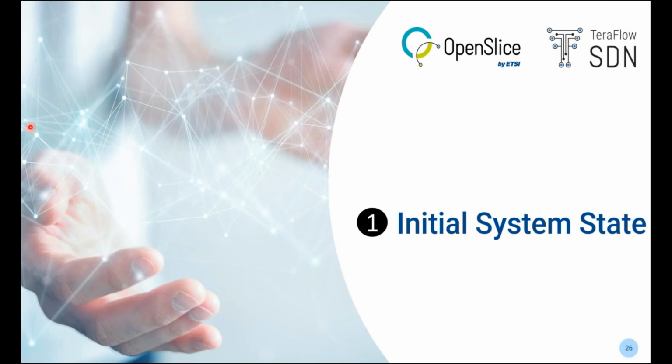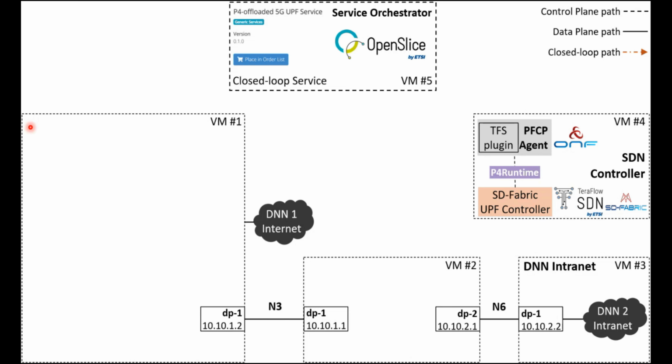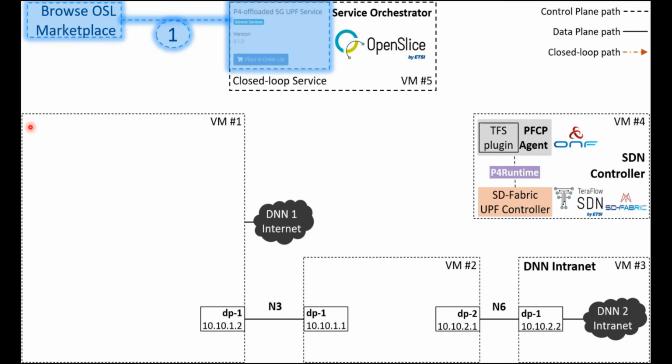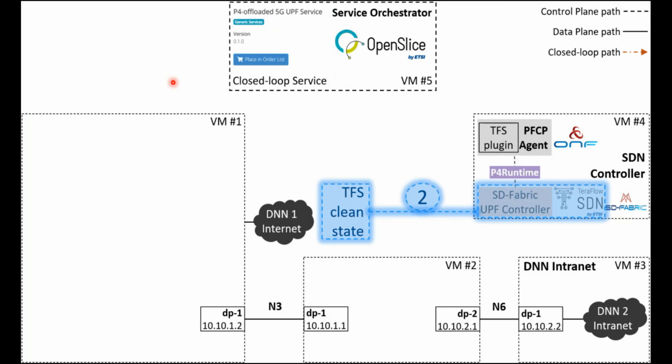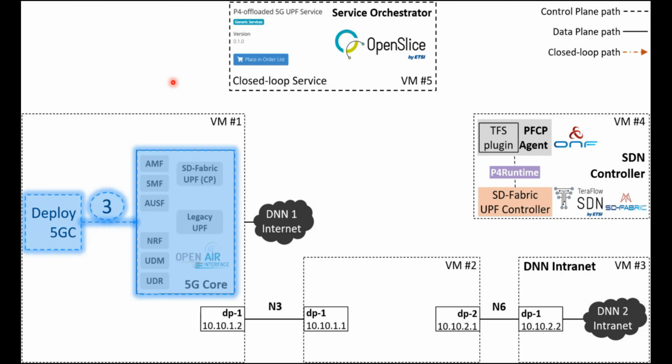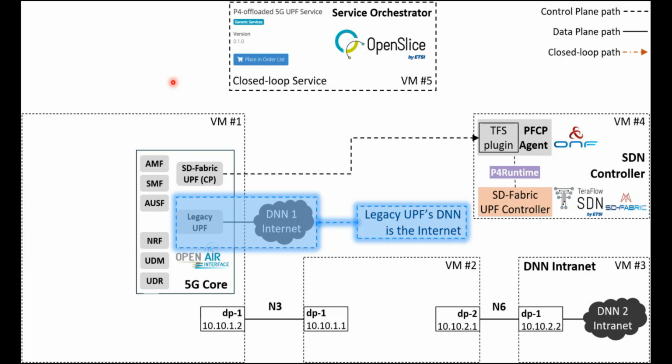Let's see how those things are combined together now. We started with the first workflow. So initially, we browse the OpenSlice marketplace through the UI, and we showcase that there is a deployed, developed, designed service, which is called P4-offloaded 5G UPF. This is the service we have designed to actually provision this whole thing. Initially, TFS is empty. It's deployed, but it doesn't really run anything yet. And we start by deploying the 5G core dynamically. So all the functions go up, including the legacy UPF. And this legacy UPF is associated with DNN1.